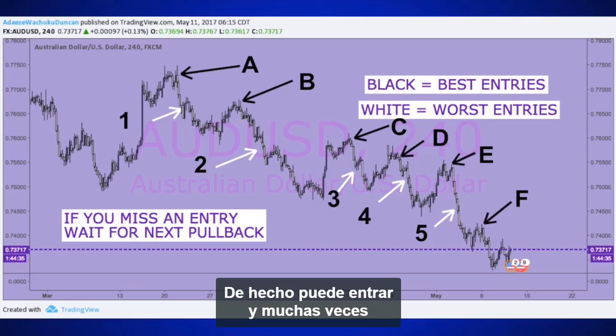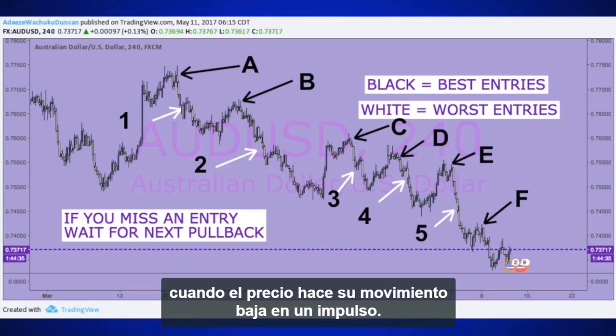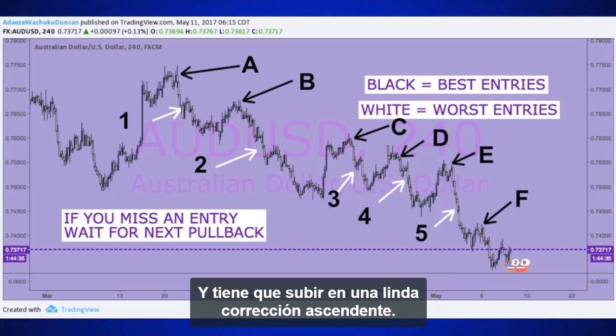Okay. So you could actually get in there. And a lot of times when price makes its move, it goes down in an impulse and it has to go up in a nice little correction upward, kind of like it's taking its breath.